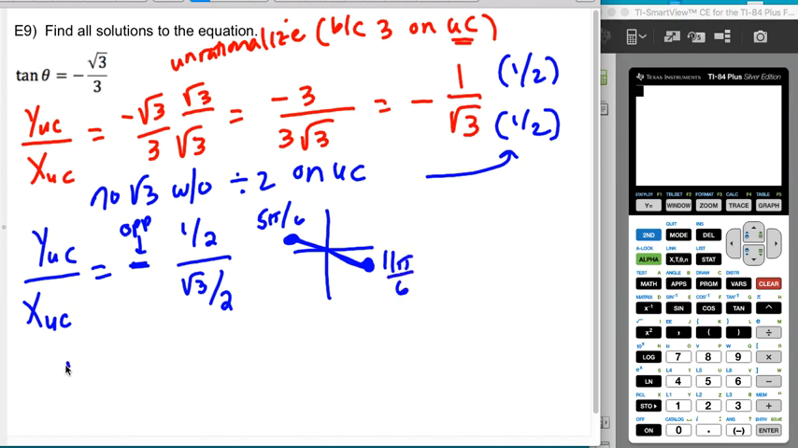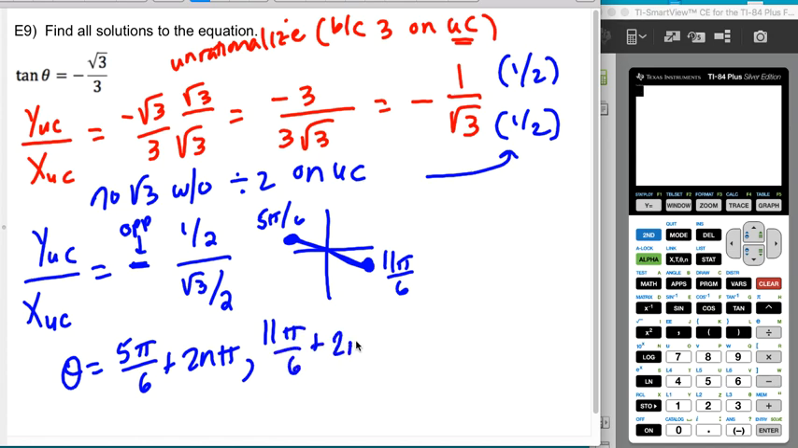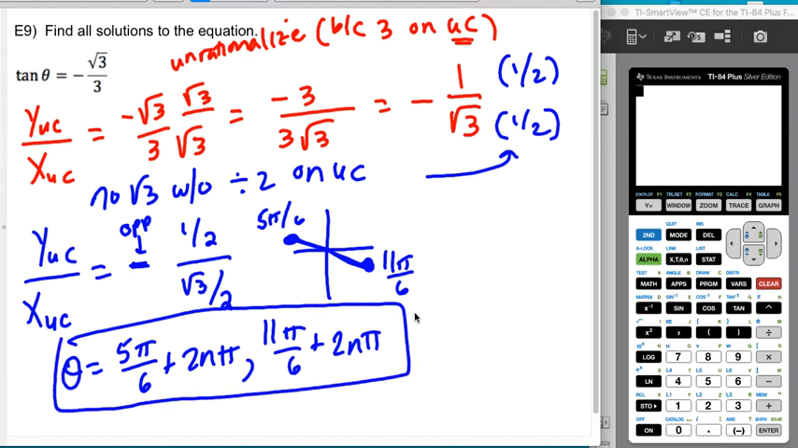And you could write your answer as theta equals 5 pi over 6 plus a full circle, which would get you all the coterminal angles to 5 pi over 6, and an 11 pi over 6 plus a full circle. That's one way to write the answer. This is okay, but there's another option here.